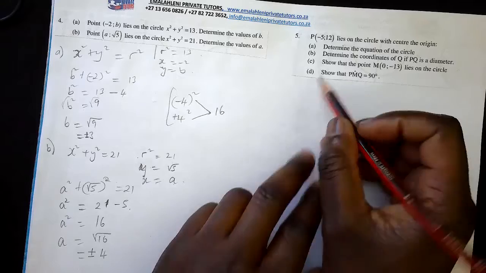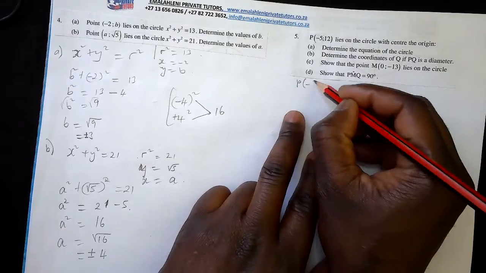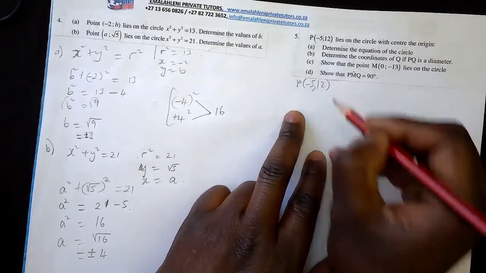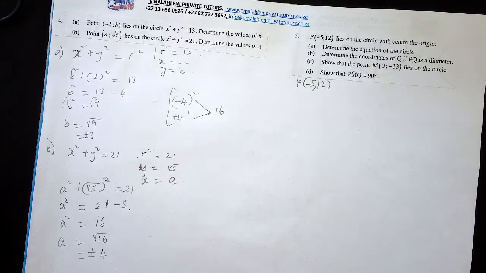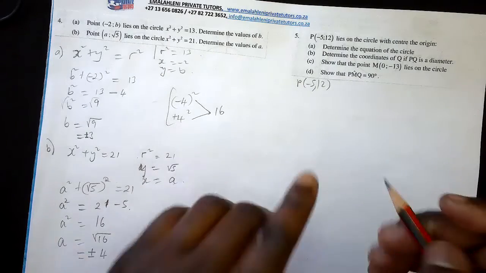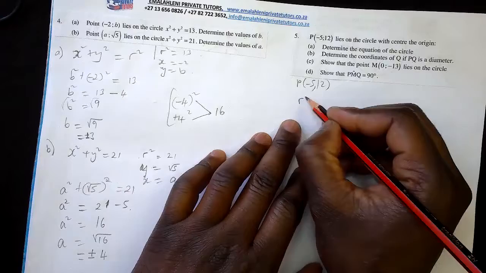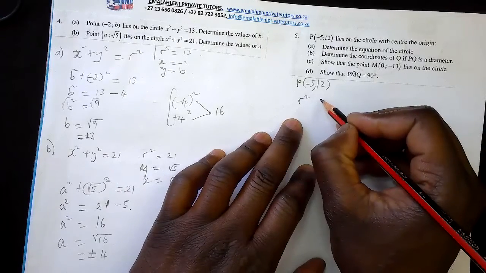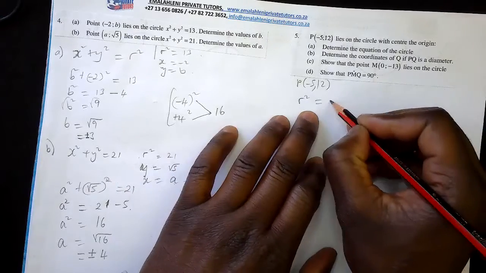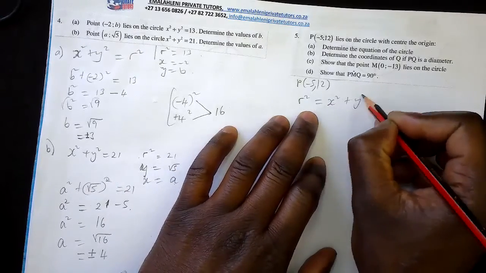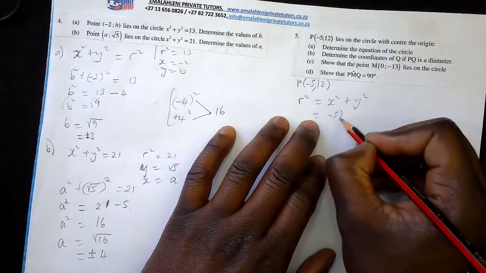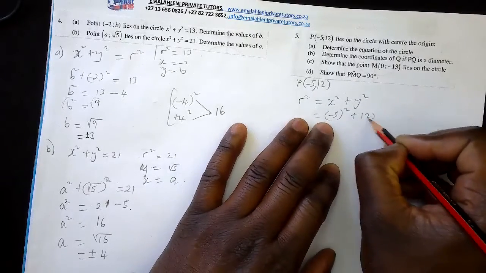P, which is (-5, 12), lies on the circle with center the origin. Determine the equation of the circle. What do we know now? We know that if we want that equation, we're going to find r squared, r first. Then we're going to say r squared is going to be x squared plus y squared. What is x squared? (-5) squared plus what is 12 squared.